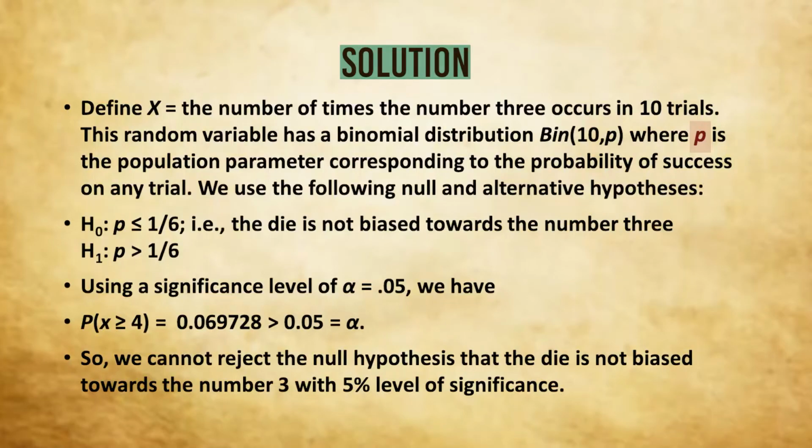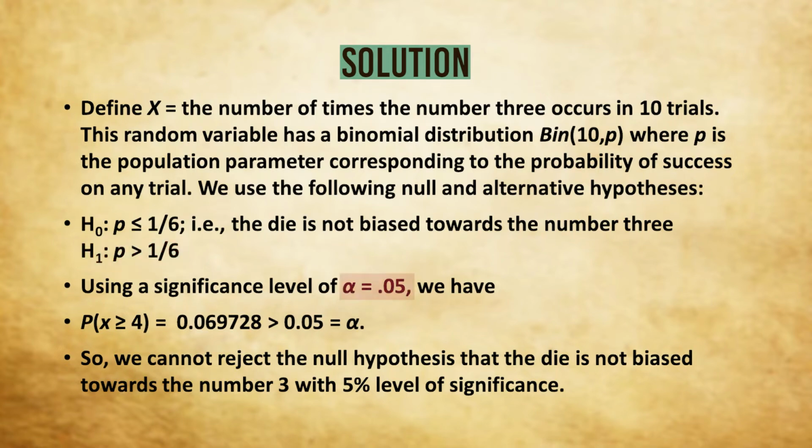So under H0, that is when we assume H0 to be true, then obviously p will be 1 by 6, because under H0 the die is unbiased. p is the population parameter, obviously, which is the probability of success in any trial. The null and the alternative hypothesis will respectively be p less than or equal to 1 by 6, that is, the die is not biased towards 3, and the alternative will be p greater than 1 by 6. So here also we'll again have a one-sided test.